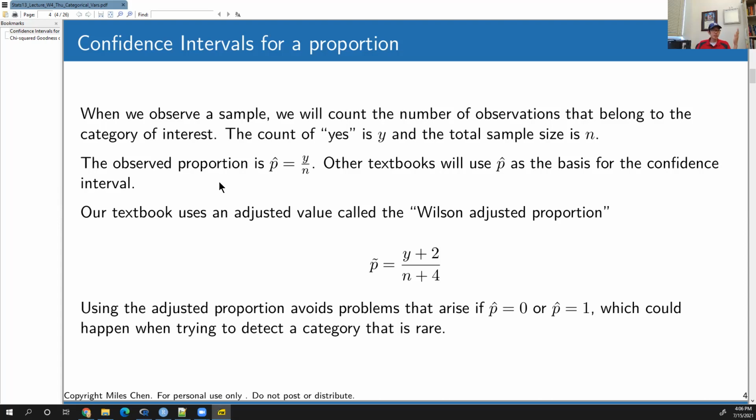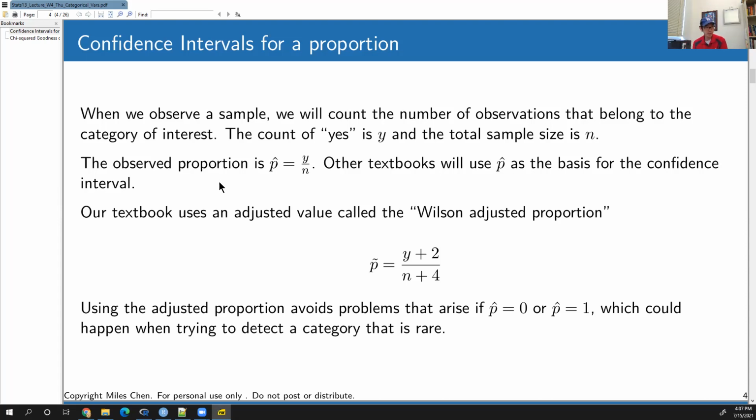So if you took a sample of 50 students, and let's say 30 of them voted in the last election, your proportion would be 30 divided by 50, and your p hat would be 60%, right? Okay. And a lot of textbooks just use this p hat, the sample proportion or your observed proportion, as the central value that goes in the middle of the confidence interval. We go plus or minus some margin of error, et cetera.